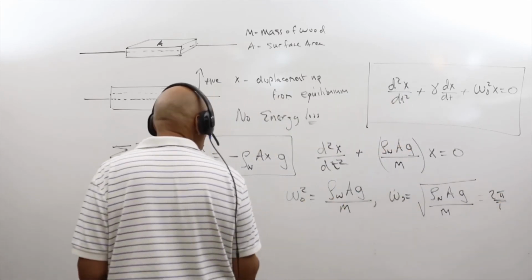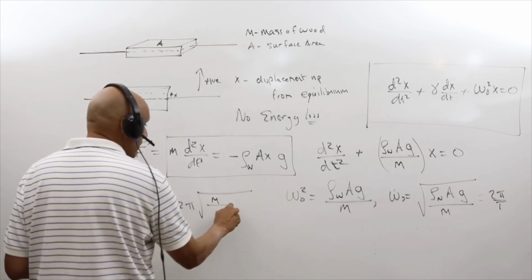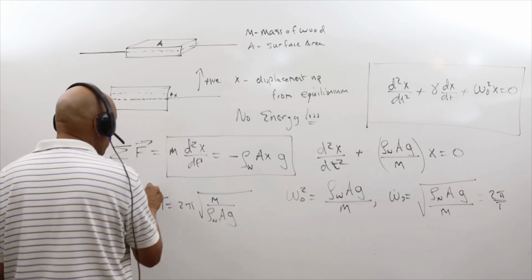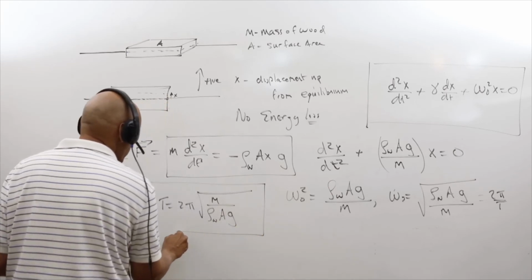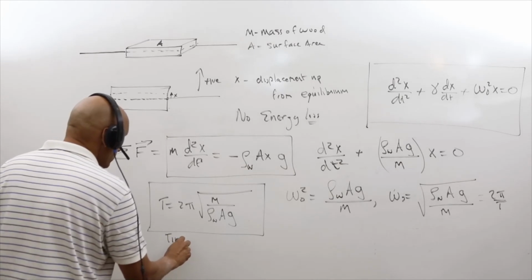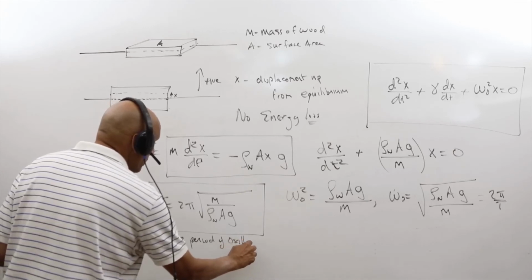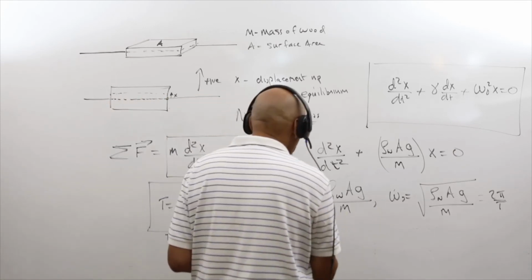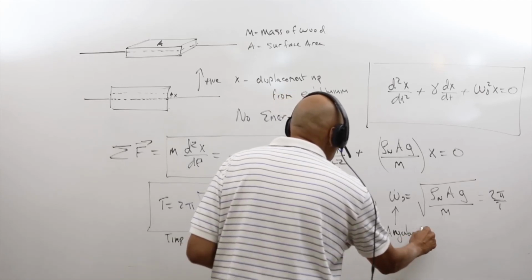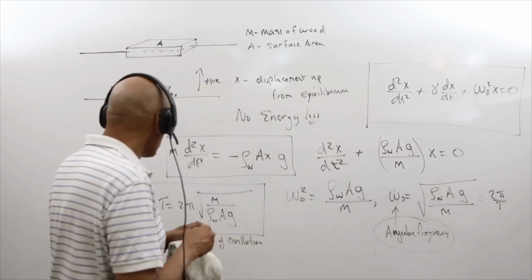We can solve for T, and so we get T is equal to 2 pi, flip everything around, square root of m over density of water times the area times gravity. So this is the time period of the oscillation, and this is the angular frequency.